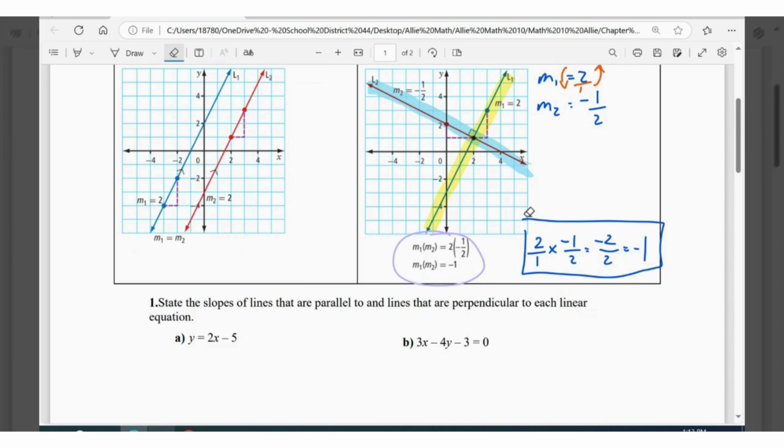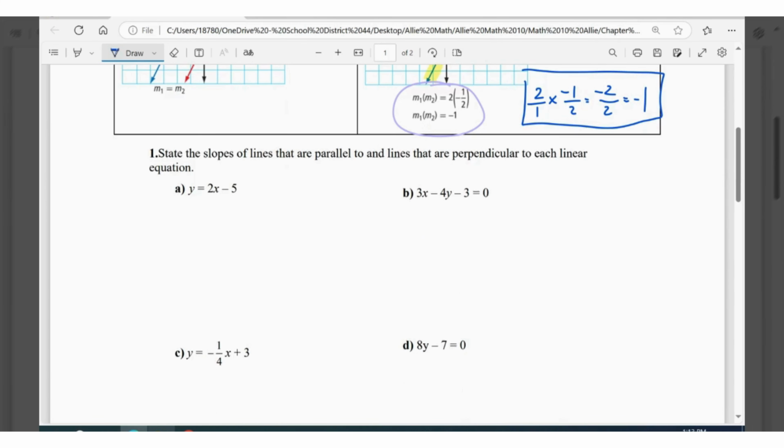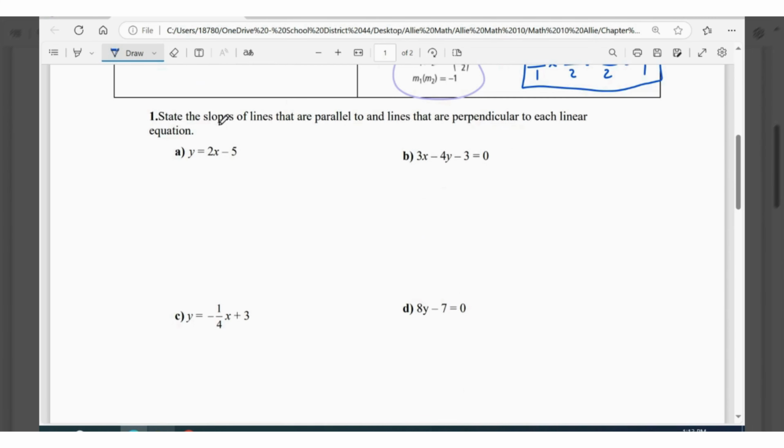So let's do a few questions. We're going to use all of the tools that we have now to solve these questions. State the slopes of the lines that are parallel to and the lines that are perpendicular to each linear equation. I'm going to draw it as PA, that's parallel slope, and I'll show it as PE, perpendicular slope. So we need to find the slope that is parallel to y equals 2x subtract 5.